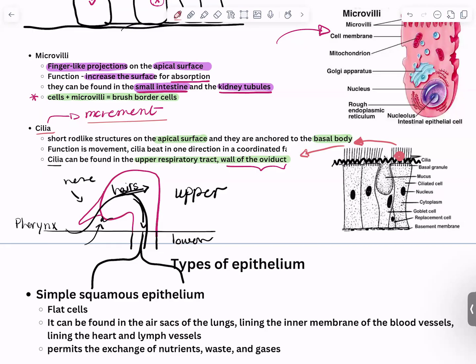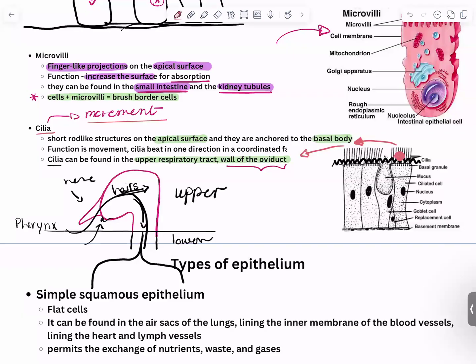And in the wall of the oviduct, in the female body, when the egg cell or ova is released, it's a very, very big and fat cell. So it's really difficult for the cell to move. So in the wall of the oviduct, we have the cilia to help the movement. So this is about cilia and microvilli that you have to know.